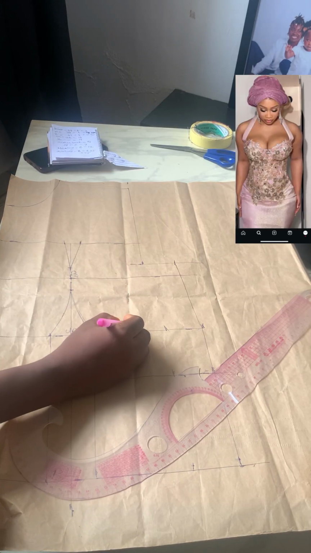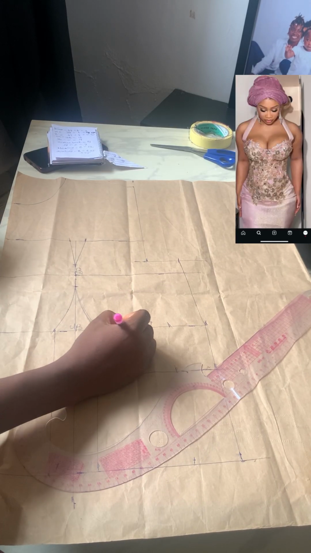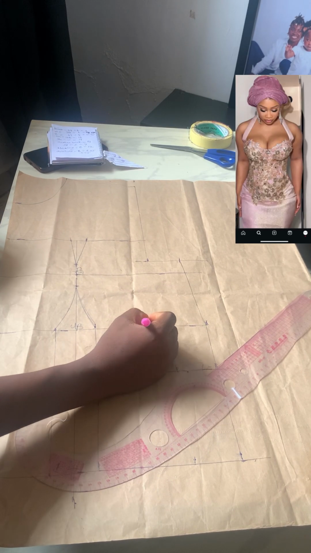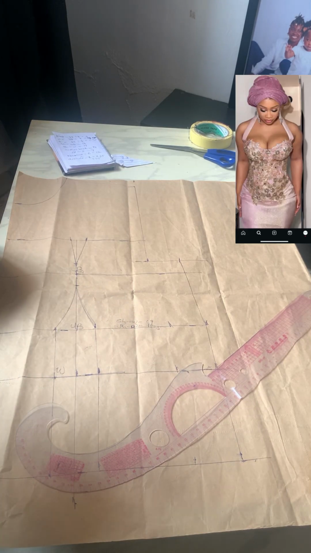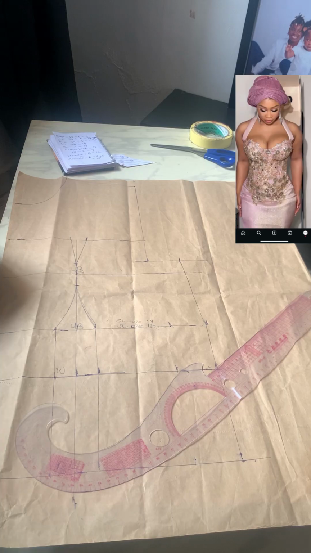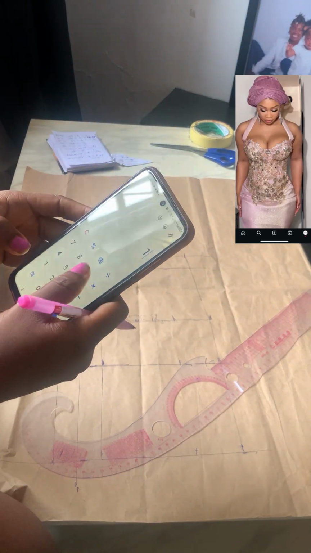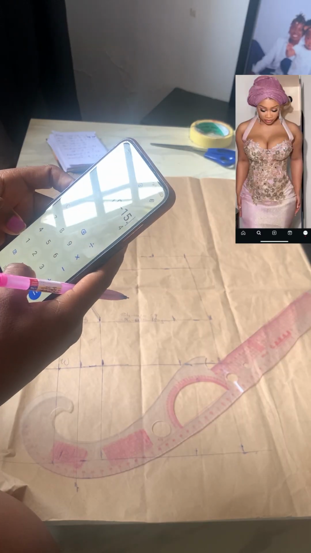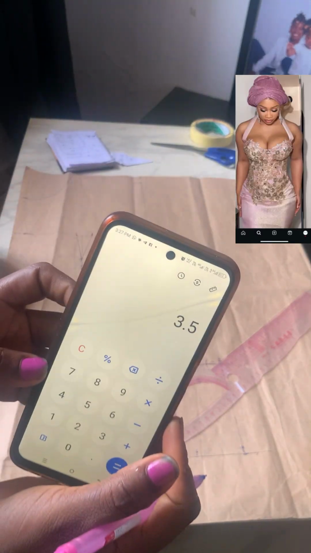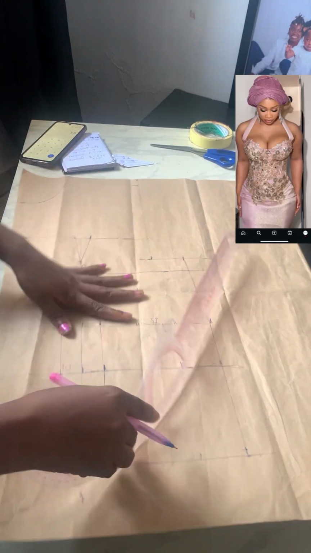So after everything, I'm trying to do the calculation of the difference between our back and our front. Since we're using 19 for our shoulder to waist for the front, for the back we cannot use 19. It will have those folding at the back of your clothes. So to avoid that, 19 minus 15.5, so 3.5. The difference between the back and the front now is 3.5.